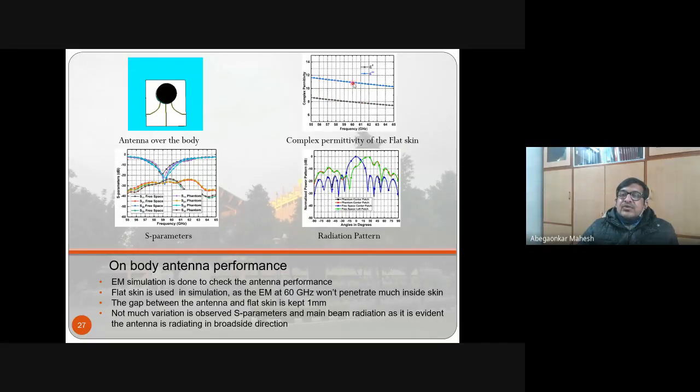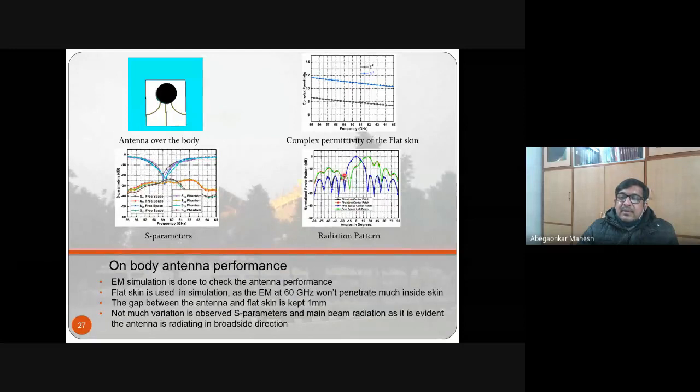And this is the radiation pattern. The blue curve indicates free space for the patch antenna. Green indicates free space for the left patch. The red one indicates phantom with center patch. And the black one, below this blue one, is phantom center patch. So this is basically with phantom and without phantom as well.